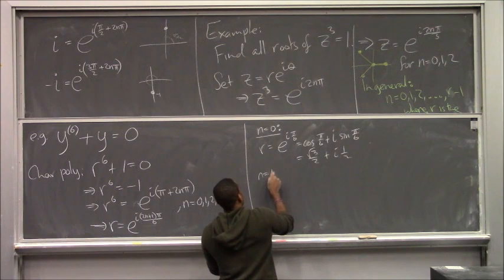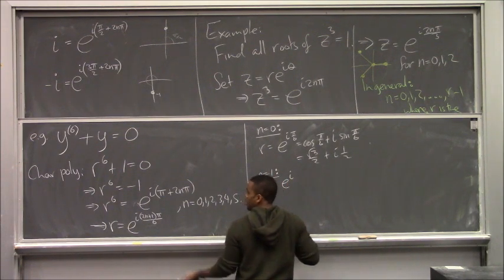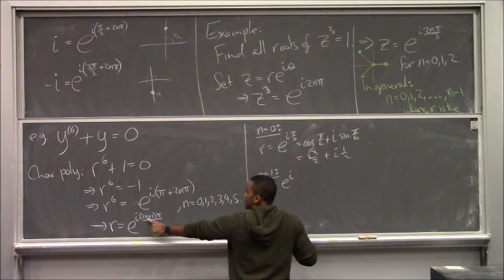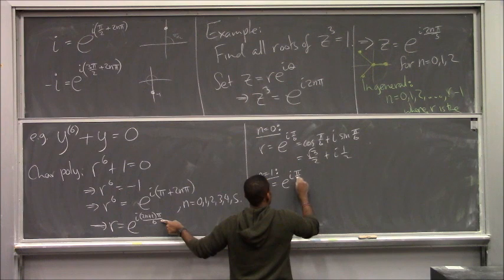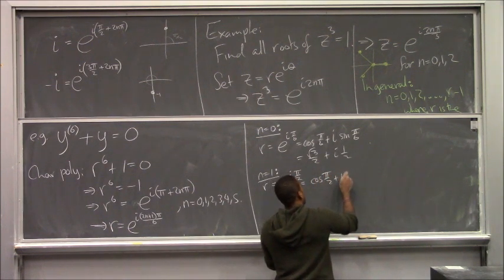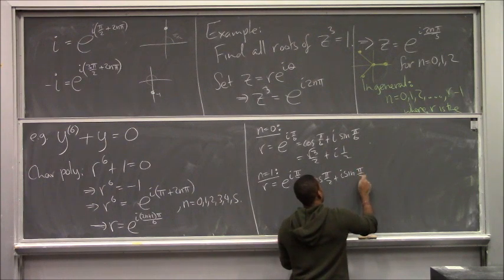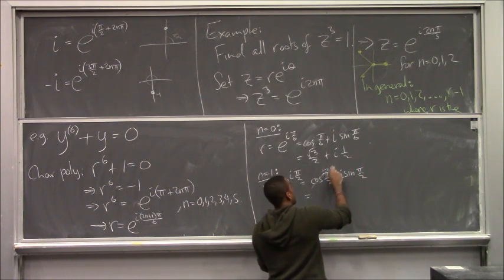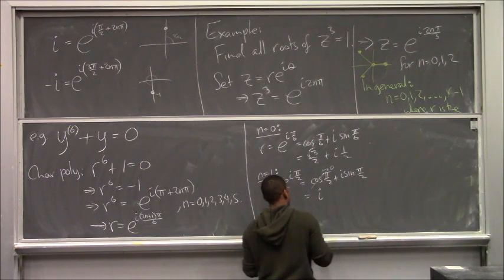Then you go on to n equals 1. This means r is equal to e to the i, plug in 1 here. So that will be 3 pi over 6, which in other words is pi over 2. This is going to be cosine of pi over 2 plus i sine of pi over 2. That's what we want. Cosine of pi over 2 is 0, sine of pi over 2 is 1, so that's i.